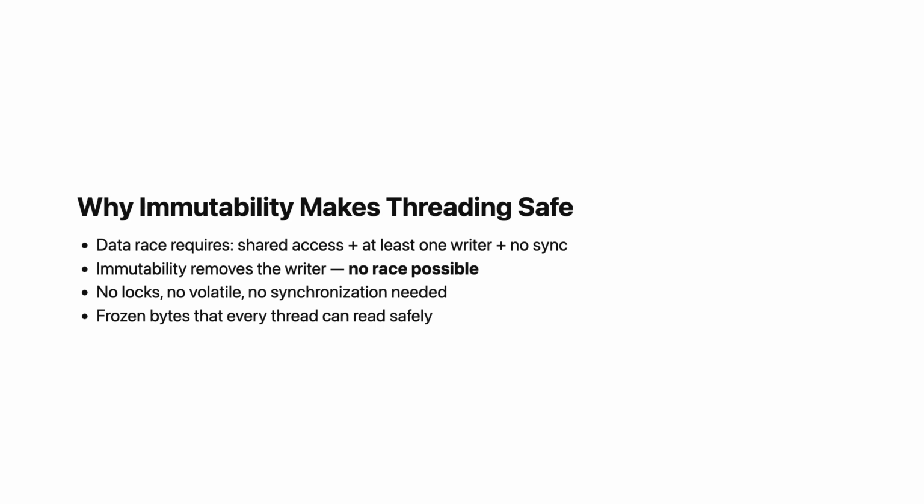Period. This is why functional programming emphasizes immutability so heavily. This is why Kotlin's coroutines documentation recommends sharing immutable data between coroutines. This is why data class with val properties is the default recommendation for state objects. You are not just following a style preference, you are eliminating an entire category of bugs. At the memory level, no locks needed, no synchronization, no volatile, just frozen bytes that everyone can read safely.